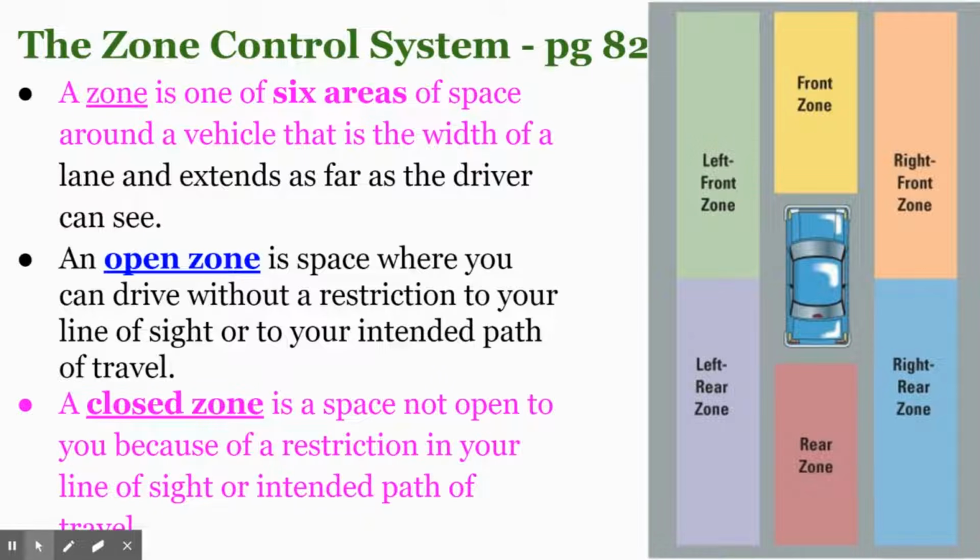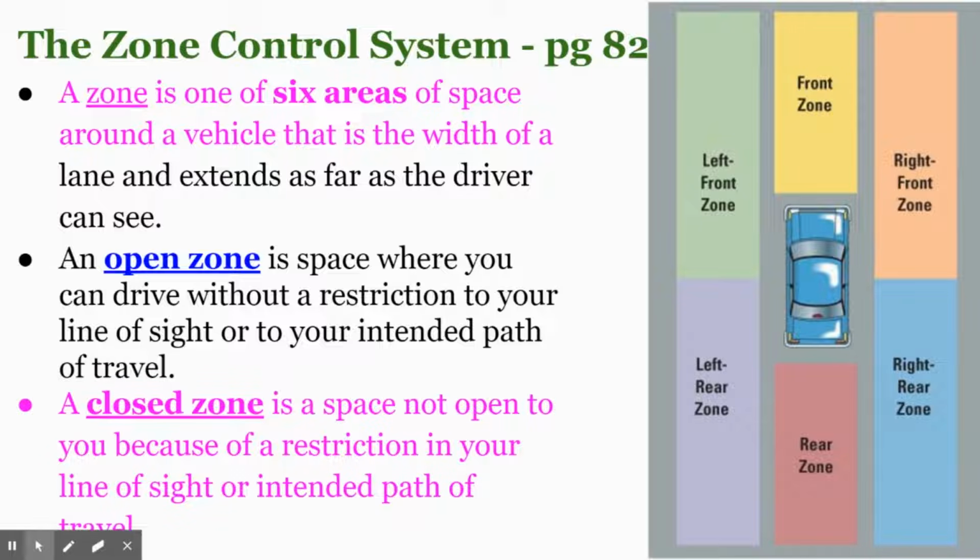Okay, the zone control system. You can see on the diagram here, there are 6 zones that we need to be aware of when we're driving. A zone is one of 6 areas of space around a vehicle that is the width of a lane and extends as far as the driver can see. An open zone is a space where you can drive without a restriction to your line of sight or to your intended path of travel.